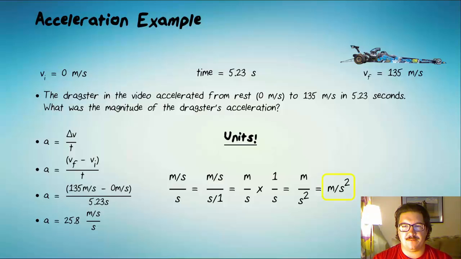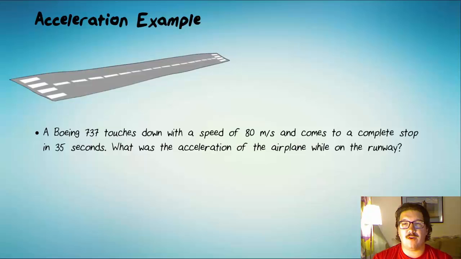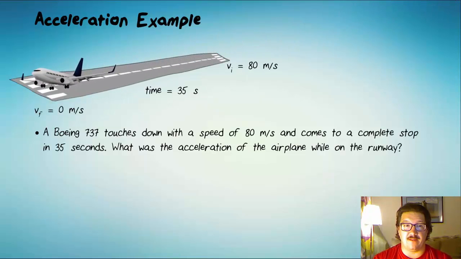Let's take a look at another example. A Boeing 737 touches down with a speed of 80 meters per second and comes to a complete stop in 35 seconds. What was the acceleration of the airplane while on the runway?